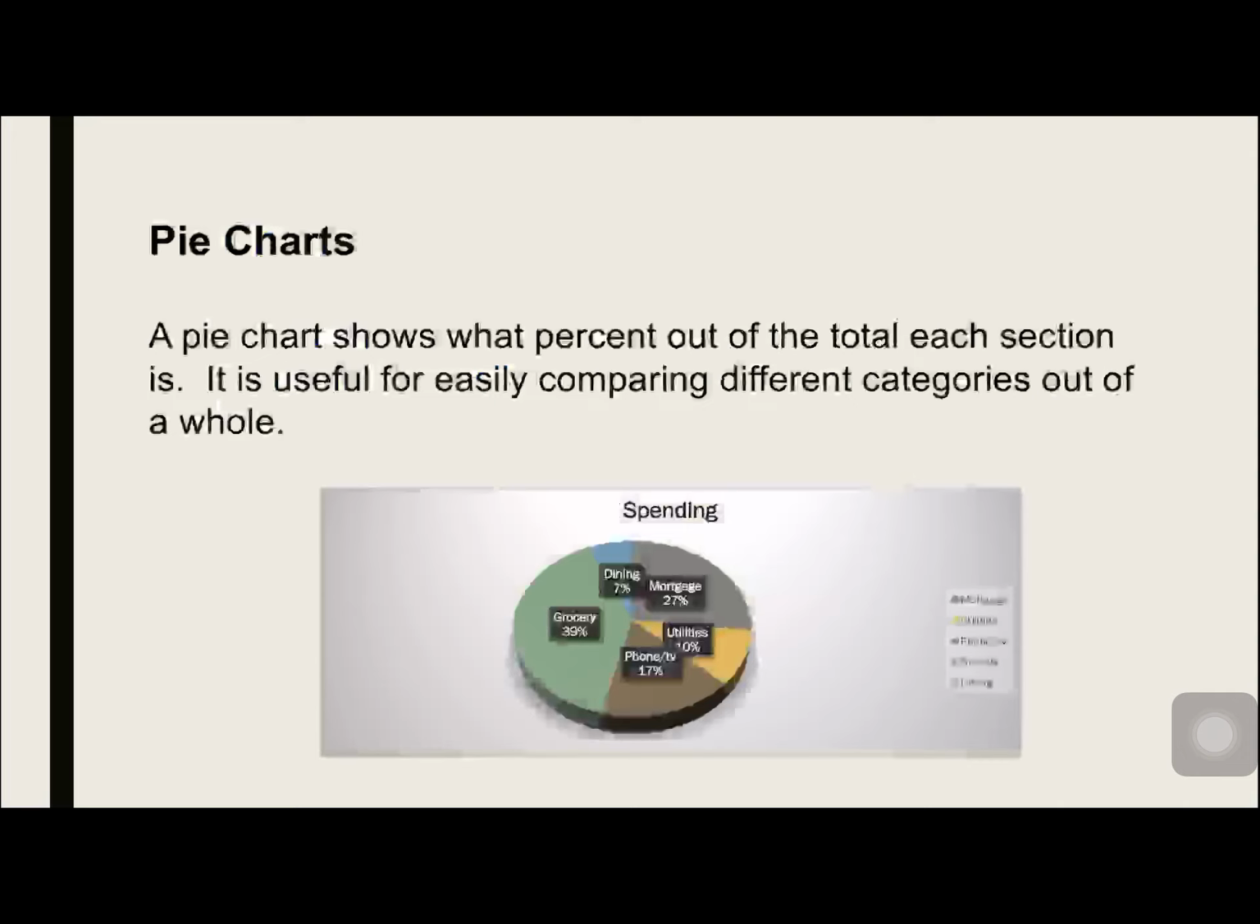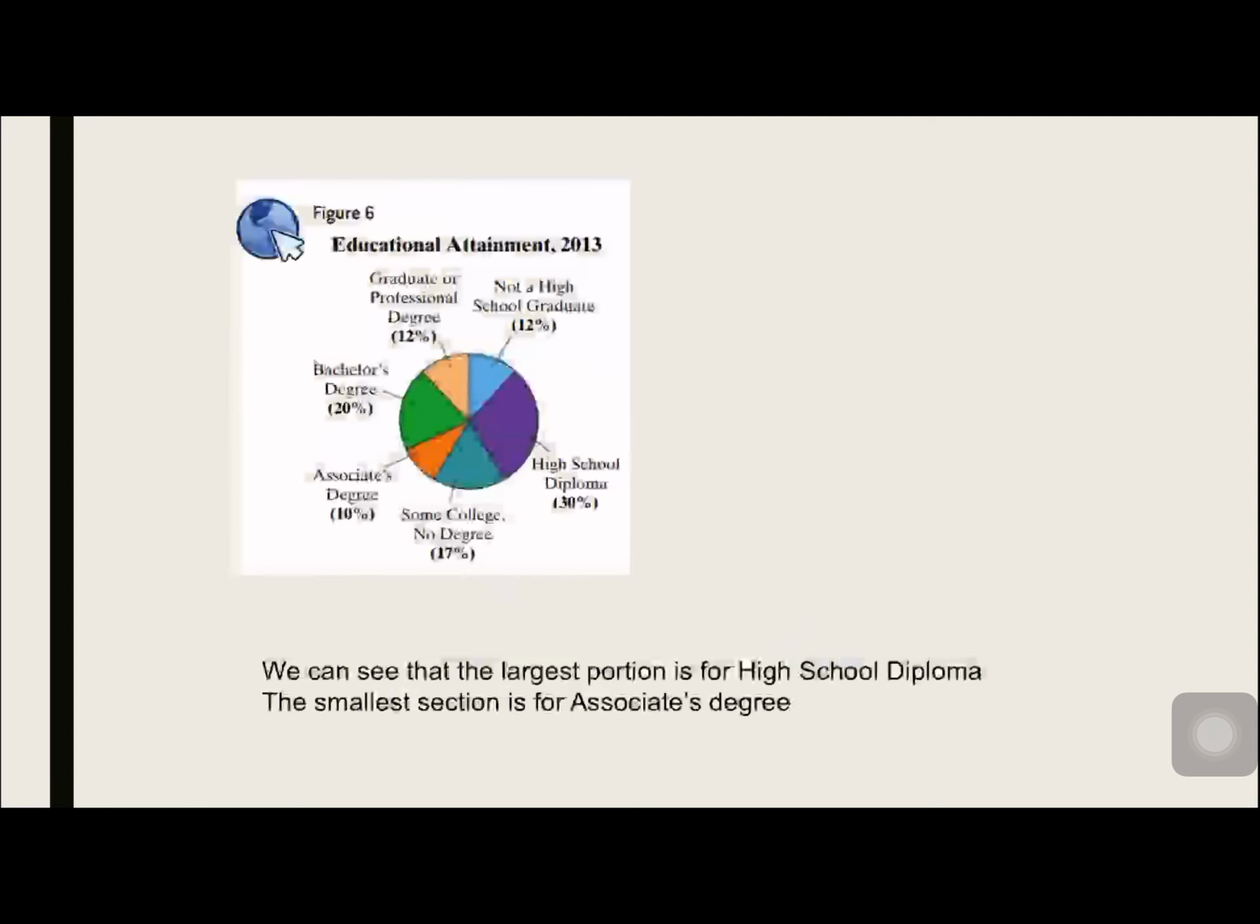A pie chart shows what percent out of a total each section is. It's useful comparing categories. Okay, so what about this graph right here based on degrees? What percent of people have different degrees? And you can easily look and see what the biggest one is. The largest portion was high school diploma. And you can look to see what the smallest portion is, which is an associate's degree. So it's easy to see how it is relative to the whole.